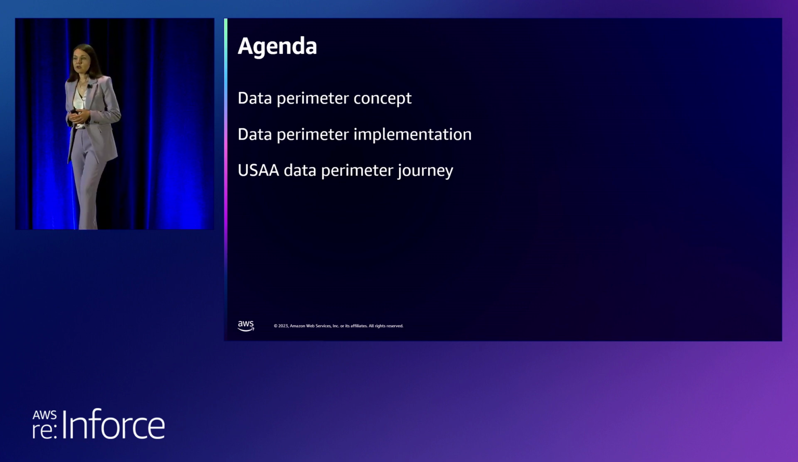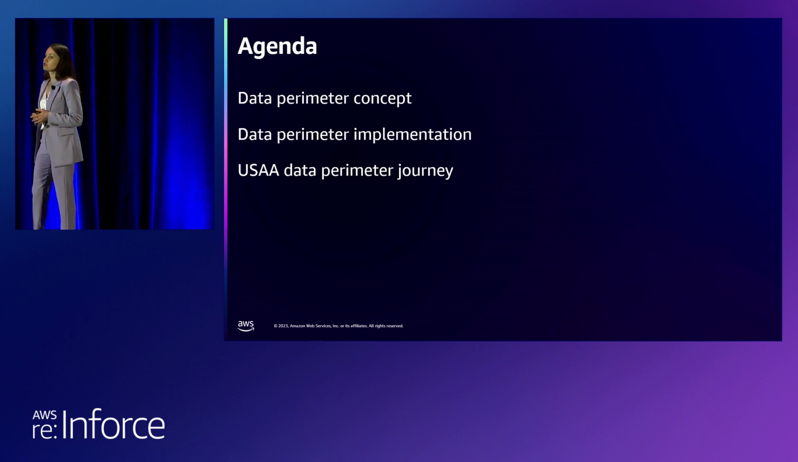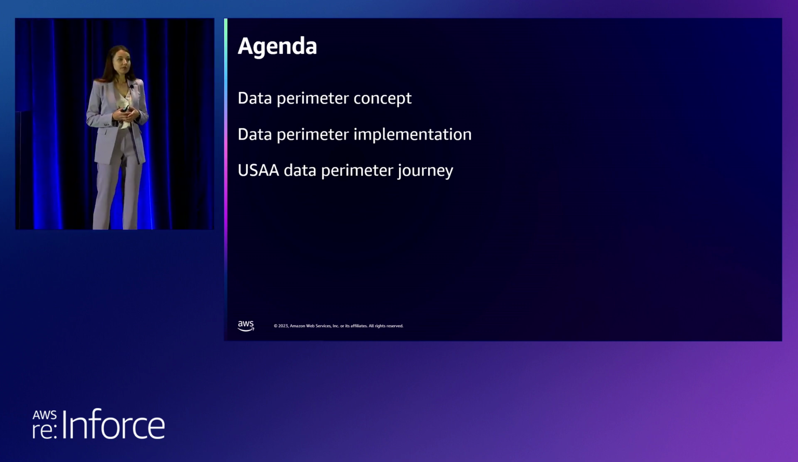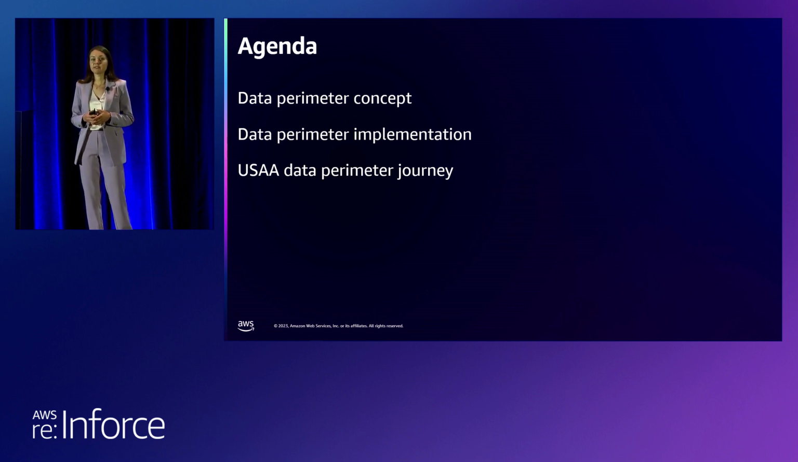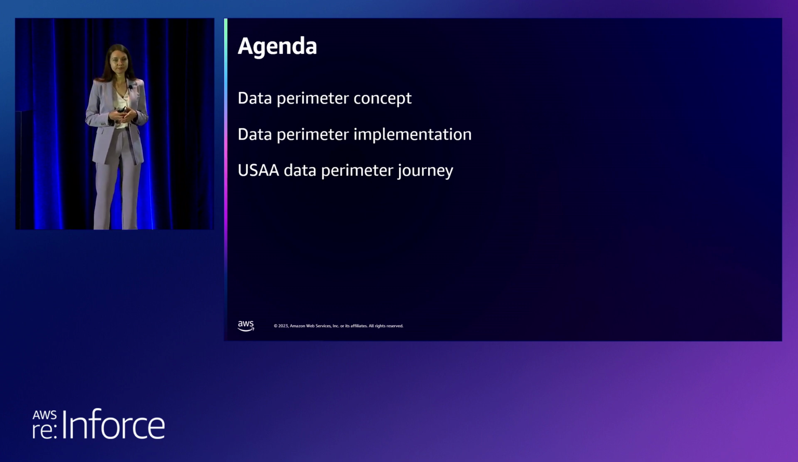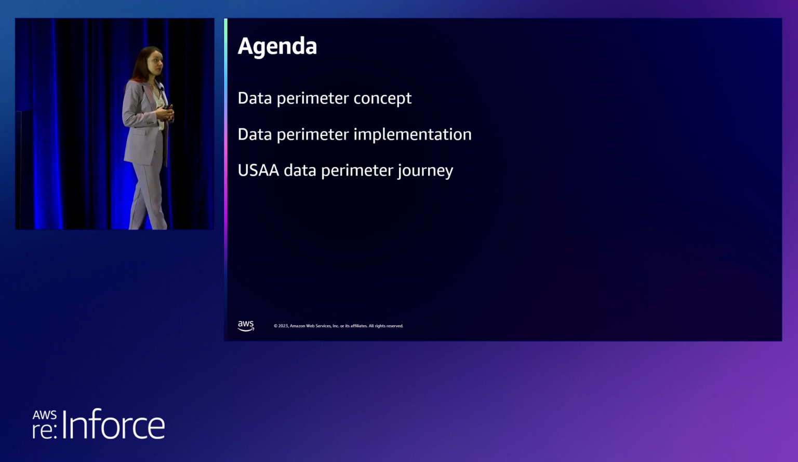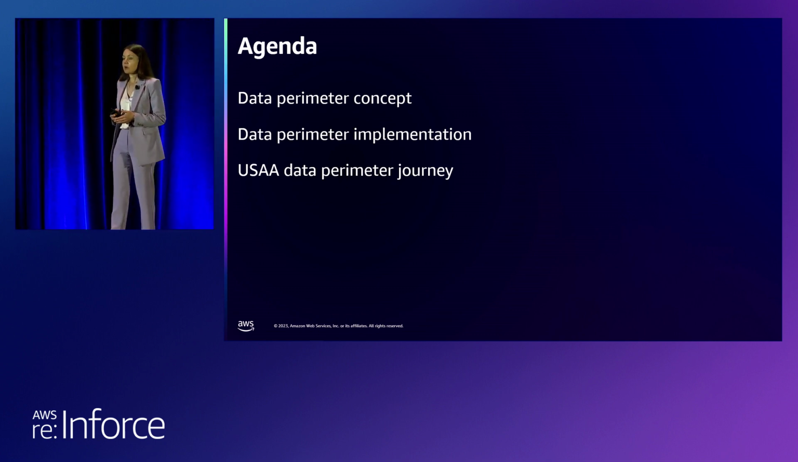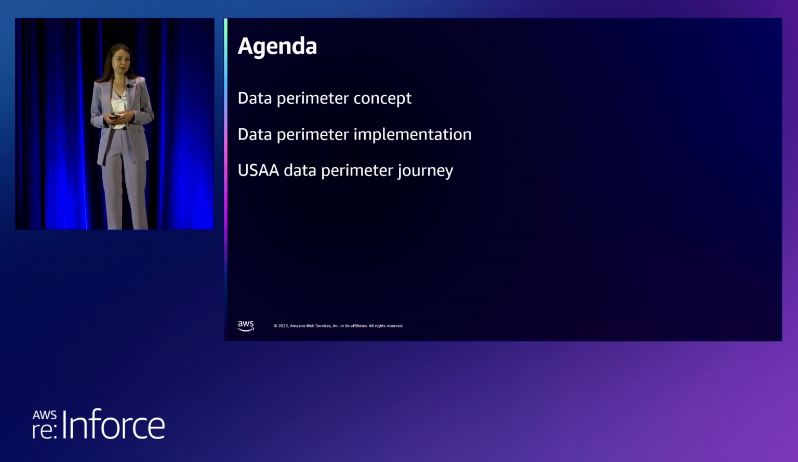We will talk about security considerations that drive the adoption of data perimeter controls. We'll also look at the guiding principles for implementing and operating data perimeter controls at scale. And then I will hand it over to Tyler and Caleb to walk us through the steps that USAA is taking right now to strengthen their security posture with the implementation of data perimeter controls.